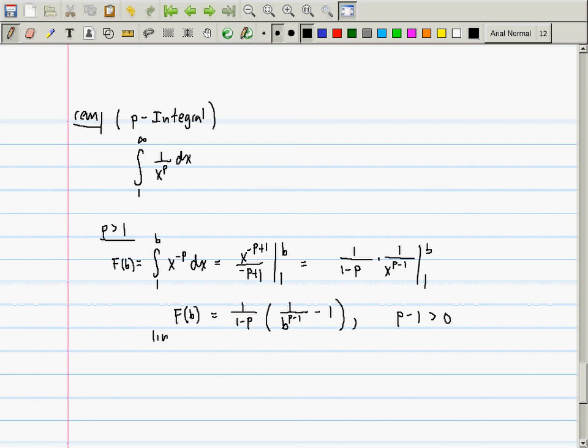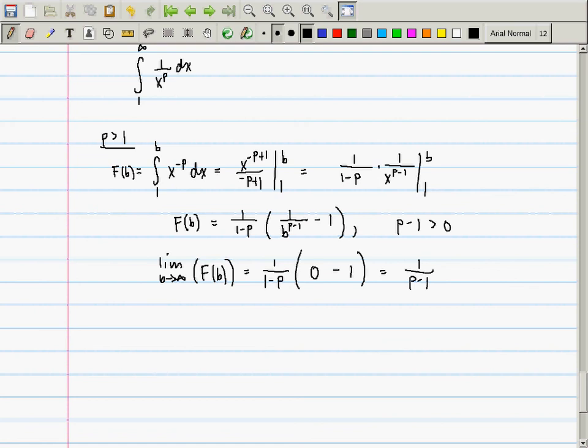The limit as b goes to infinity of f of b. Well, this term, 1 over 1 minus p, is constant with respect to b, so it's just a constant. This minus 1 is always a minus 1, but what is the limit of 1 over b to the p minus 1? It's 0. So then 1 over 1 minus p multiplied by negative 1 can be rewritten as 1 over p minus 1.